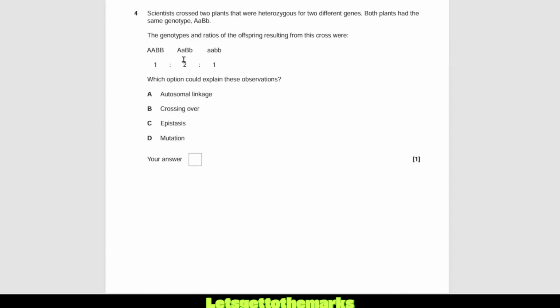So big A and little a might be for one type of gene, say hair color, and big B and little b might be eye color, whatever. 2 genes that are connected, and we call that dihybrid inheritance. You get 16 possible offspring, and they've got this in the ratio of 1 to 1, so it's like 4, 8, 4. Which option could explain these observations? Pause the video, have a go. Right. Crossing over just explains how alleles get swapped when you form the chiasmata. So this is not because of crossing over. That's how you get variation.